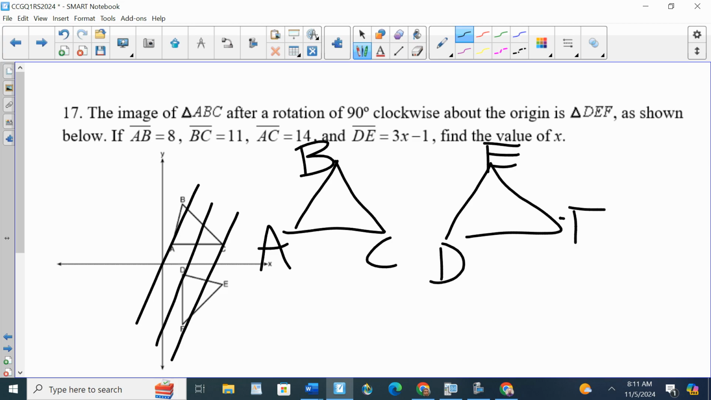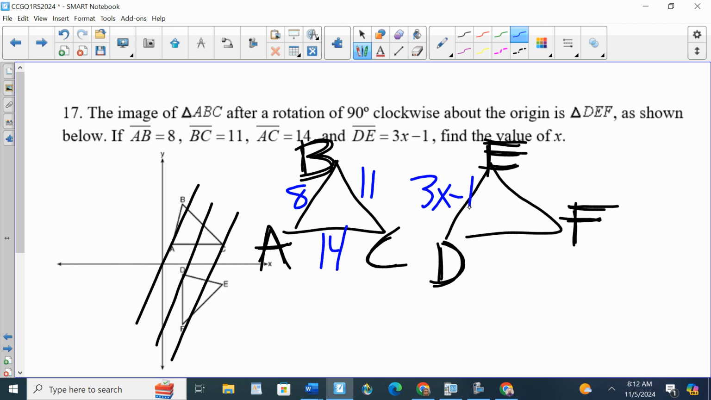I must label them in the same order. If A goes left, top, right for ABC, D, E, F must also be left, top, right. I fill the information into the picture. AB is 8, BC is 11, AC is 14, DE is 3x minus 1.